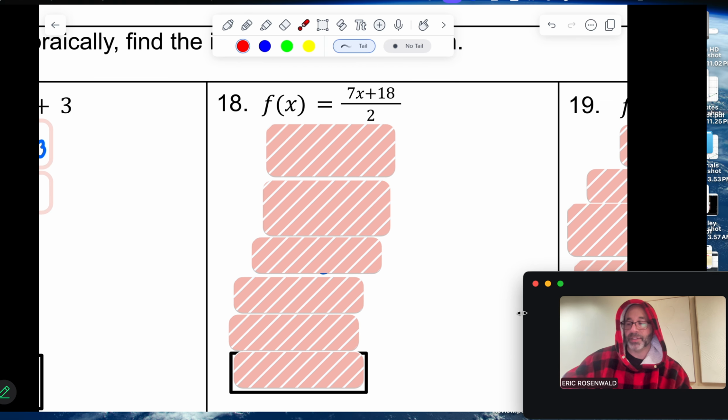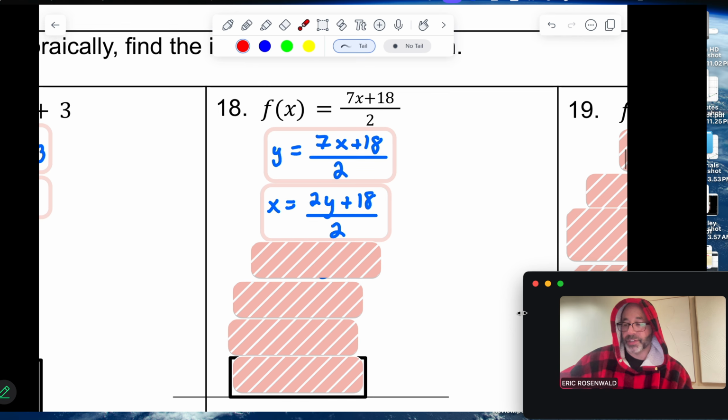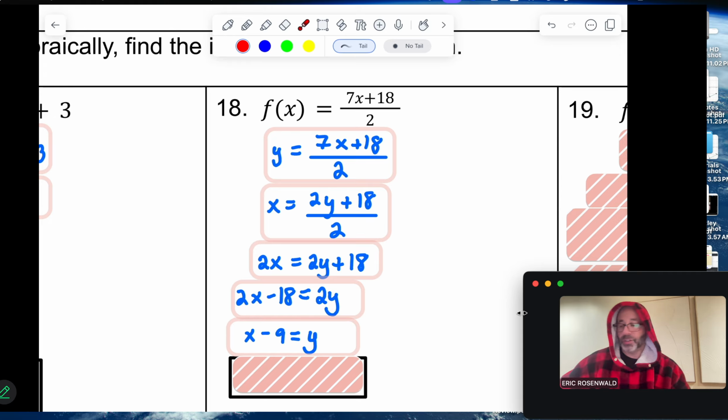We're going to take the x and the y, so this y, and we're going to swap the x and the y positions. And then we're going to start solving again. To get rid of this 2, we multiply both sides by 2. To get rid of the 18, we move the 18 by subtracting it. And then to get rid of the 2 here, the inverse of multiplication is divide by 2. And if I take 2 and divide it by 2, we get 1. 18 divided by 2, we get 9. And so this is my inverse.